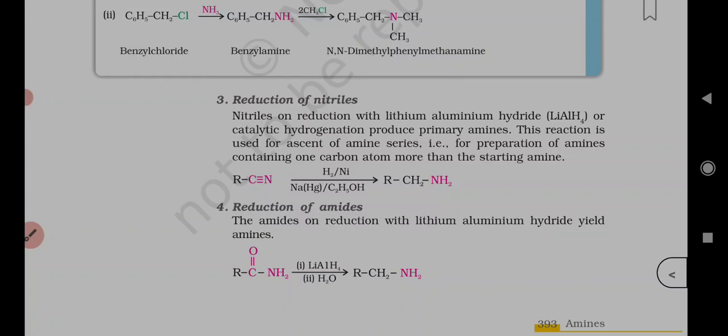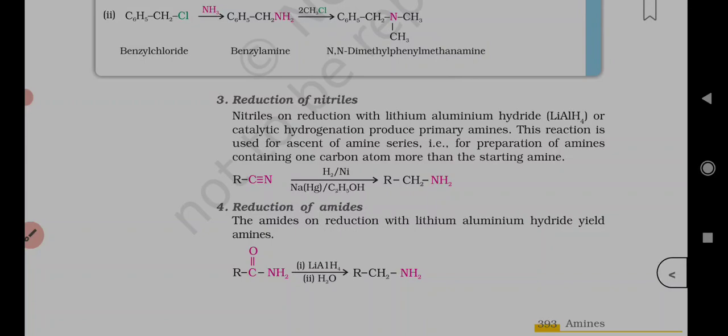Aniline and other aryl amines are usually colorless, but get colored on storage due to atmospheric oxidation. So suppose I took aniline in a test tube. It was colorless, and I took some other aryl amine.